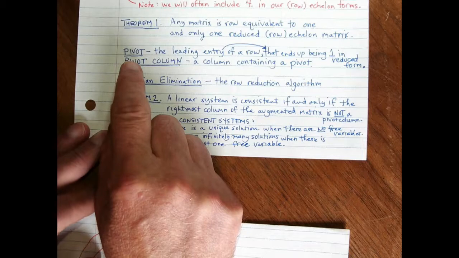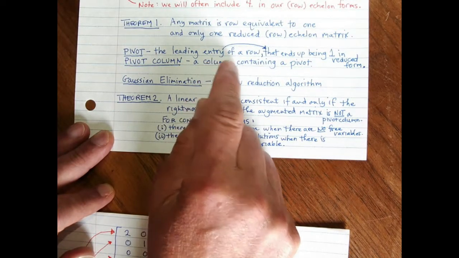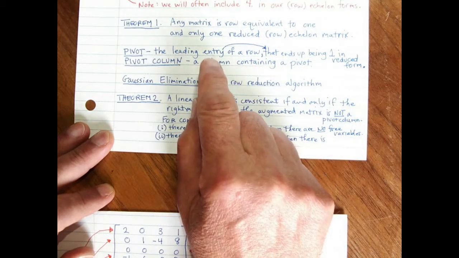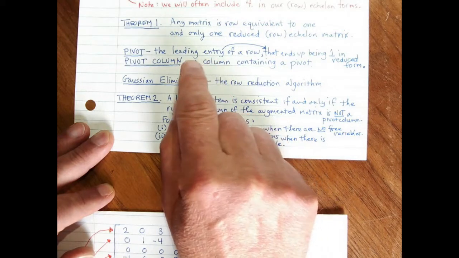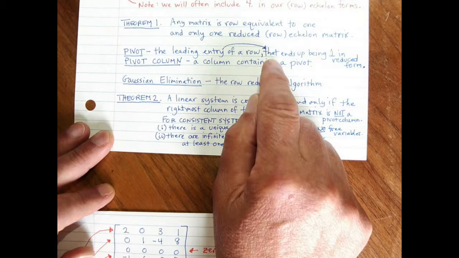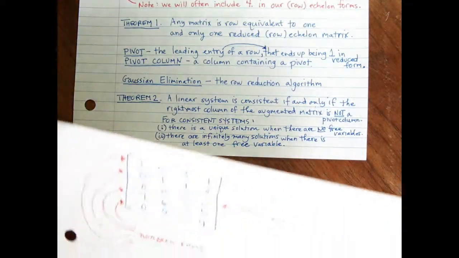More vocabulary. Pivot. A pivot is the leading entry of a row that ends up being 1 in reduced form. And I think I put the arrow because there's something wrong with my grammar here, but it's the leading entry of a row where that entry ends up being 1 in reduced form.